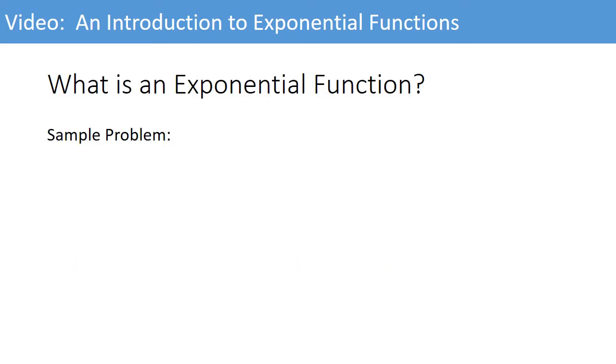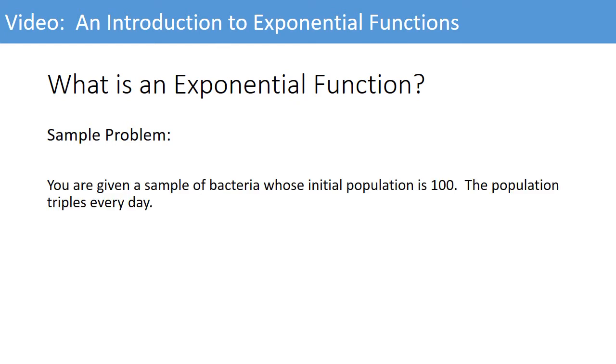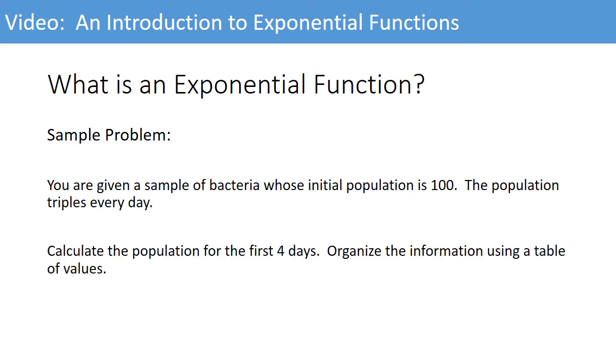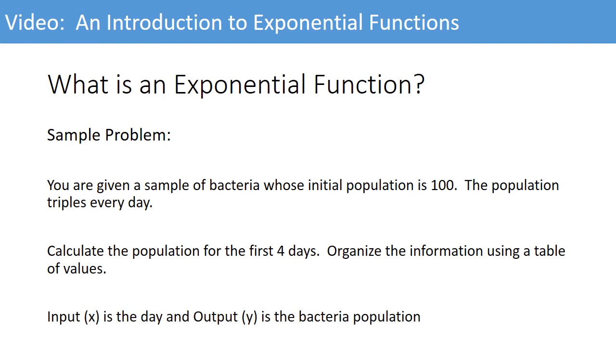Now, let's take a look at how to create a table of values using this sample problem. You are given a sample of bacteria whose initial population is 100. The population triples every day. Calculate the population for the first 4 days. Organize this information using a table of values. Input x is the day and output y is the bacteria population.